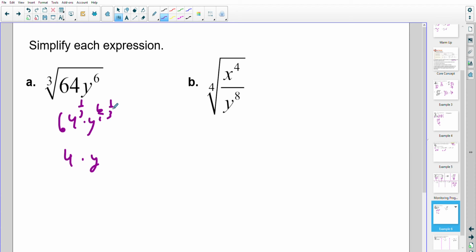6 over 1 times 1 over 3 is multiplying fractions. You multiply the top, multiply the bottoms, and divide. Or 3 goes into 6 2 times. So you're left with 4y squared.